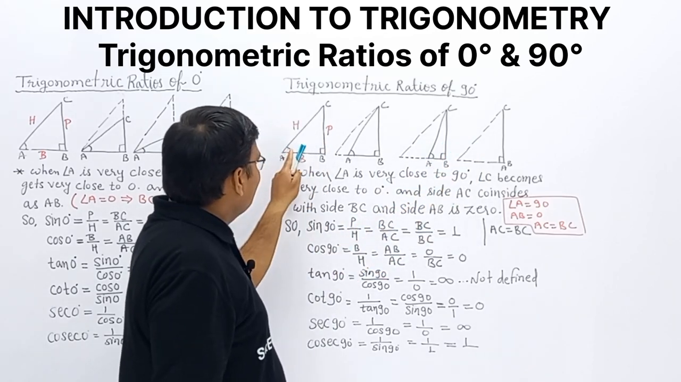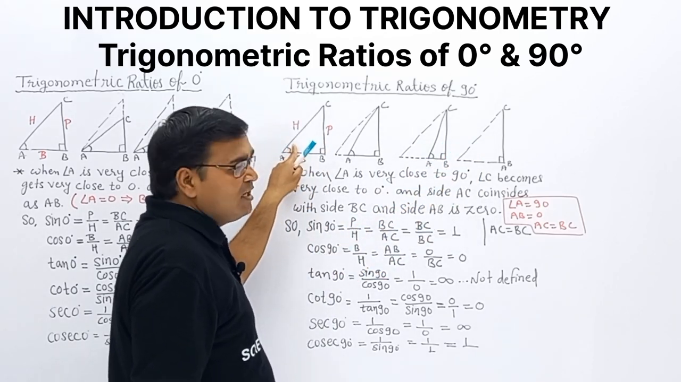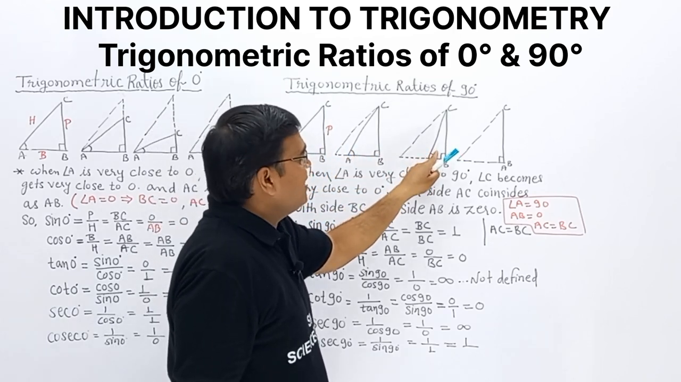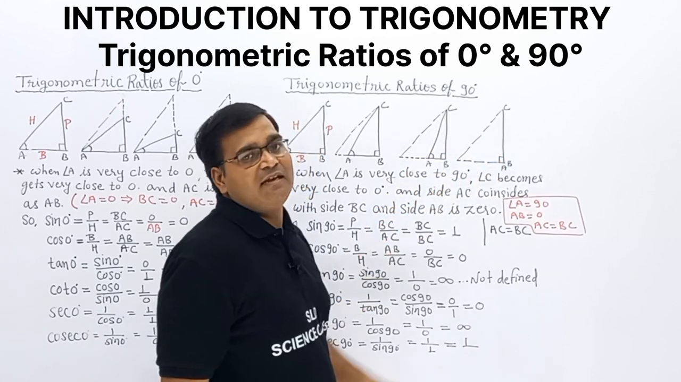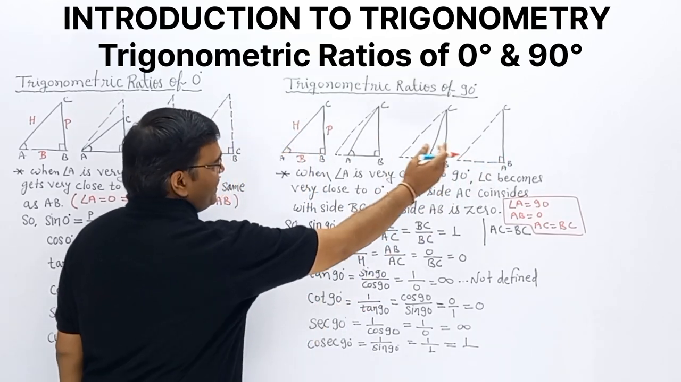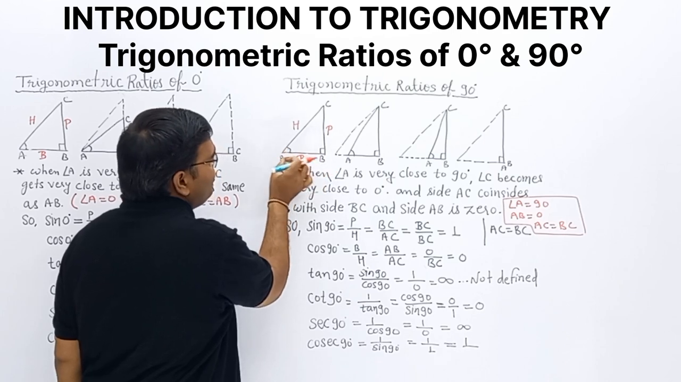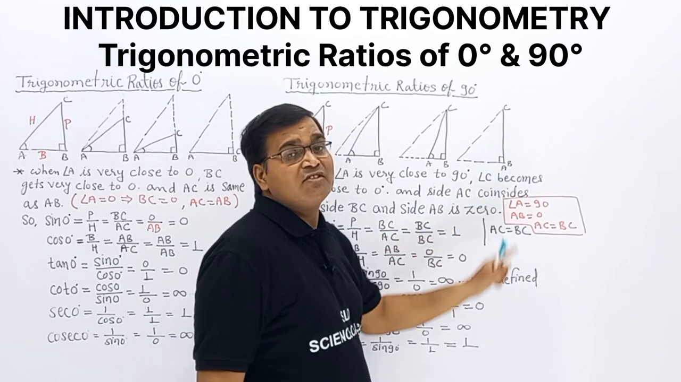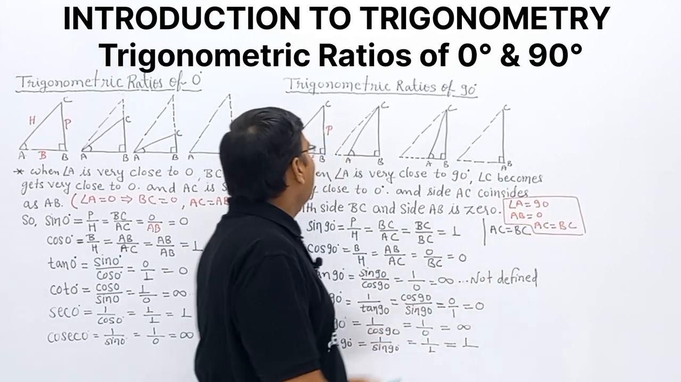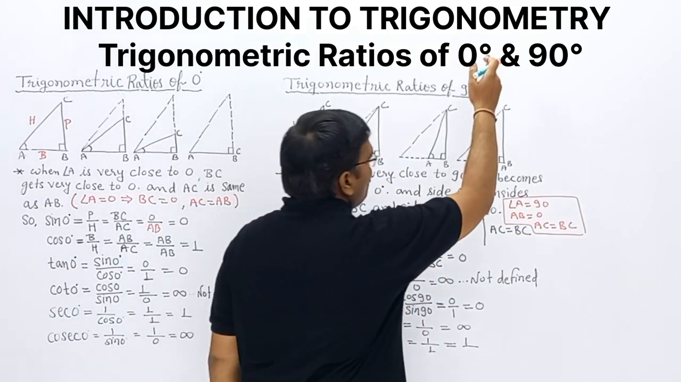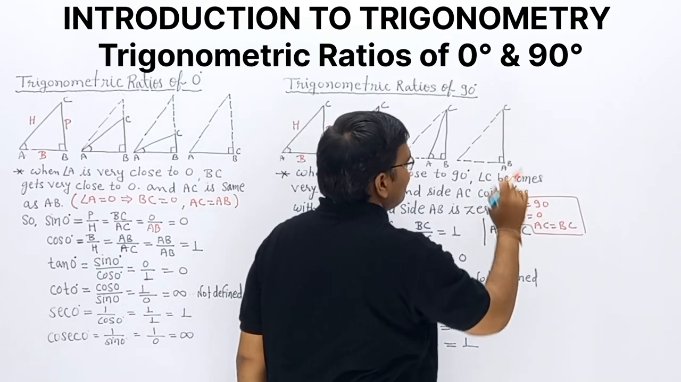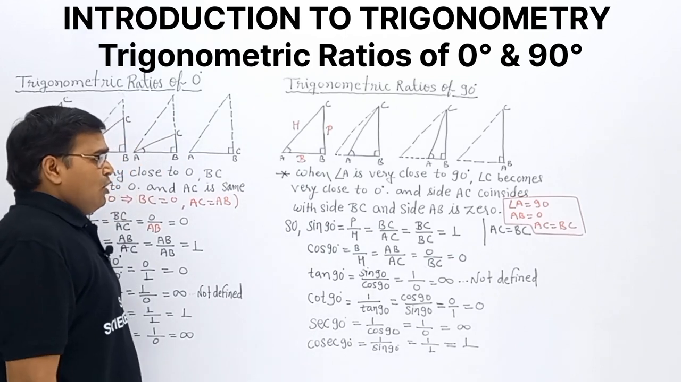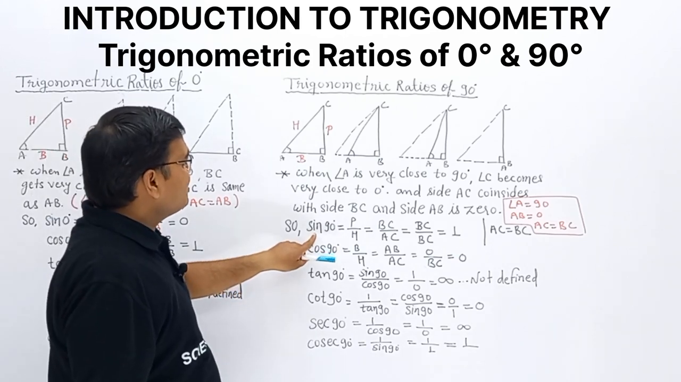Once we increase the angle, suppose this is 60 degree, we are increasing to 75, 80, and then finally we are getting 90. The angle is increasing, then the length of this side, the base, will be reducing, and finally the base AB will be what? 0, and this hypotenuse will coincide with BC. So we can say AC equal to BC. Clear? Observe this one.